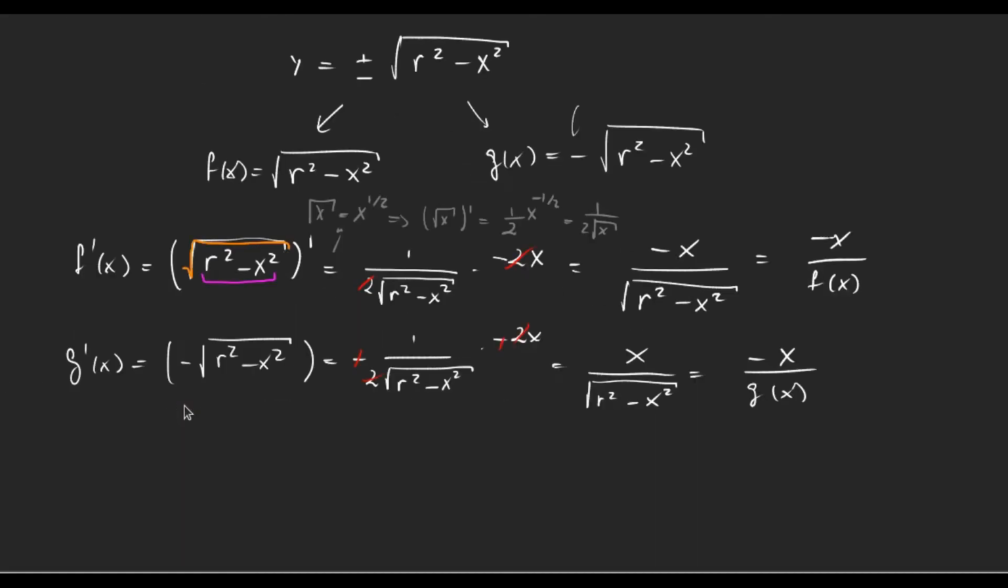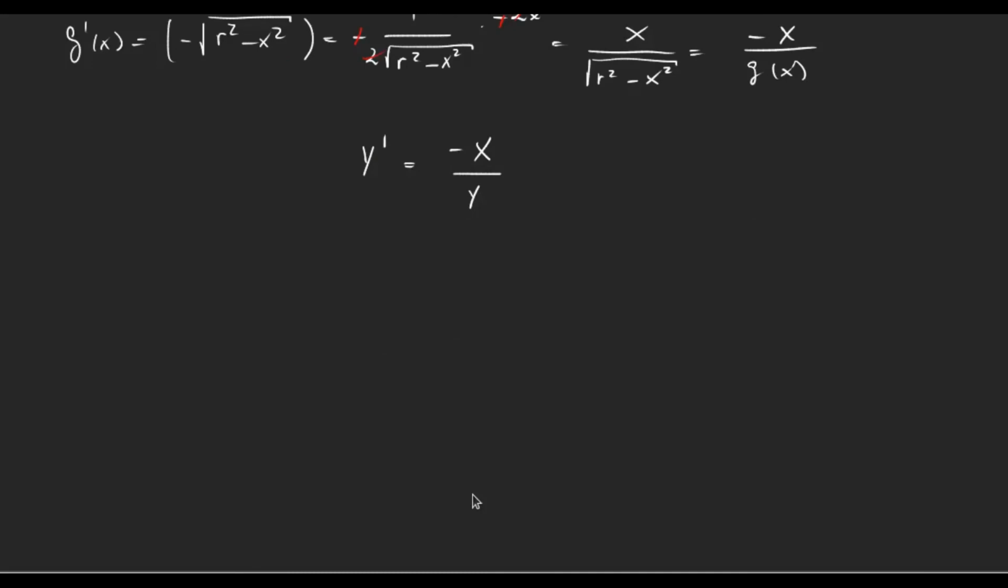So in essence, remembering that f of x was equal to y and g of x was equal to y, we know that y prime is minus x over y. But now this was very long and very complicated, and so we ask ourselves if there is another way to calculate these derivatives. And there is. That is using implicit differentiation.